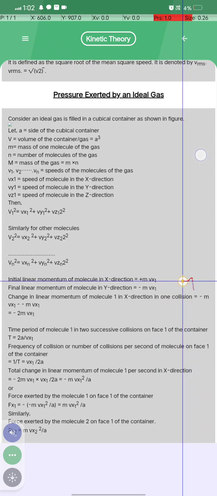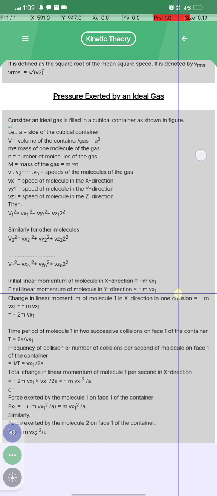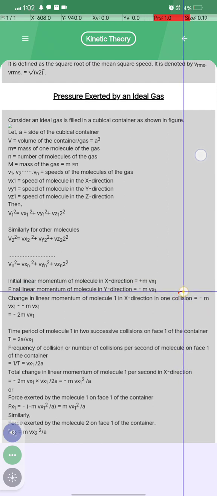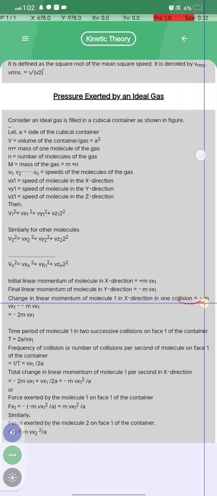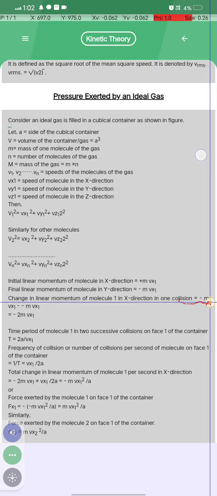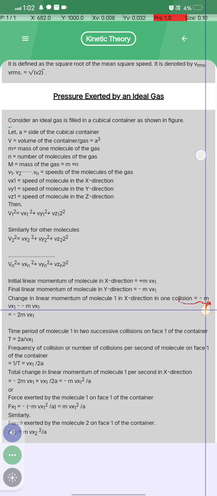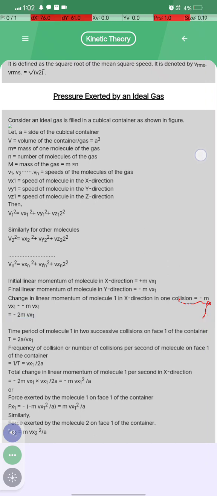Initially, the linear momentum of the molecule in the x direction is equal to plus mvx1, and the final linear momentum of the molecule in the x direction is equal to minus mvx1. The change in linear momentum of molecule 1 in the x direction in one collision is equal to minus mvx1 minus mvx1, which is equal to minus 2 mvx1.